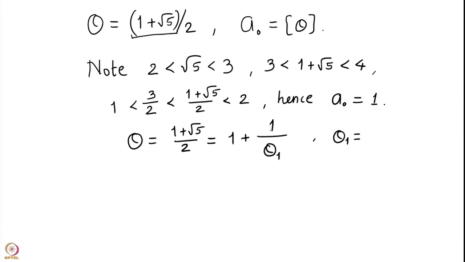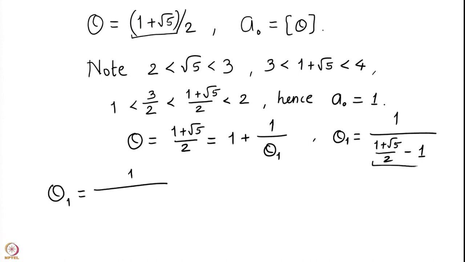So, theta 1, its reciprocal is 1 plus root 5 upon 2 minus 1. So, this is 1 plus root 5 by 2 minus 1's reciprocal. So, we compute theta 1. We are going to simplify this. This becomes 1 plus root 5 minus 2 whole thing divided by 2. So, you have 2 in the numerator and root 5 minus 1 in the denominator. So, this root 5 has gone in the denominator.